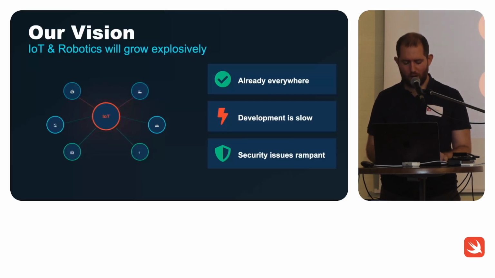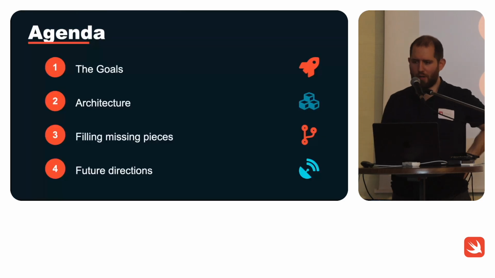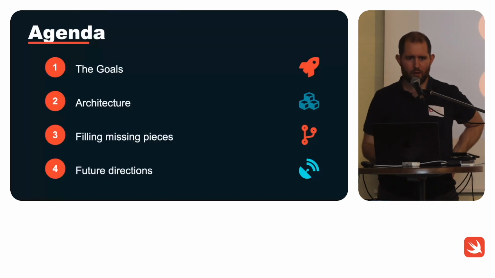So let's go through the four steps of this presentation. I want to share the goals that we had when designing our tools and OS. Most of our tools are open source or contributed upstream to Swift packages. The architecture we had in mind when we designed the operating system and tools around it. We had some missing pieces in the Swift ecosystem that we needed to fill. And then there are some future directions I'd like to take Swift next.